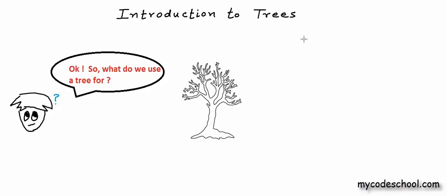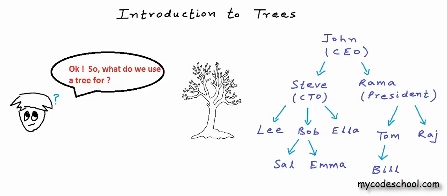For example, let's say we want to show employees in an organization and their positions in organizational hierarchy. Then we can show it something like this. Let's say this is organizational hierarchy of some company. In this company, John is CEO and John has 2 direct reports, Steve and Rama. Then Steve has 3 direct reports. Steve is manager of Lee, Bob, and Ella. They may be having some designation. Rama also has 2 direct reports. Then Bob has 2 direct reports, and then Tom has 1 direct report.